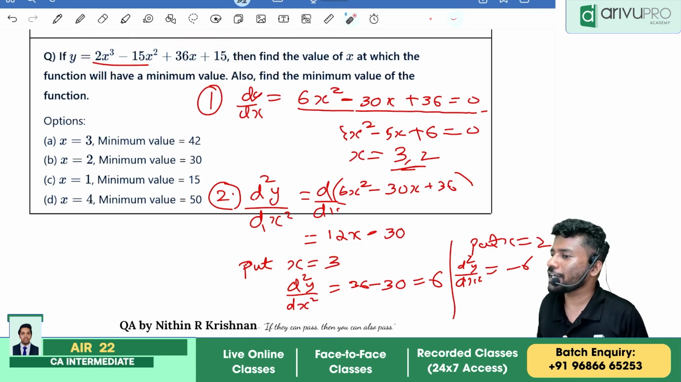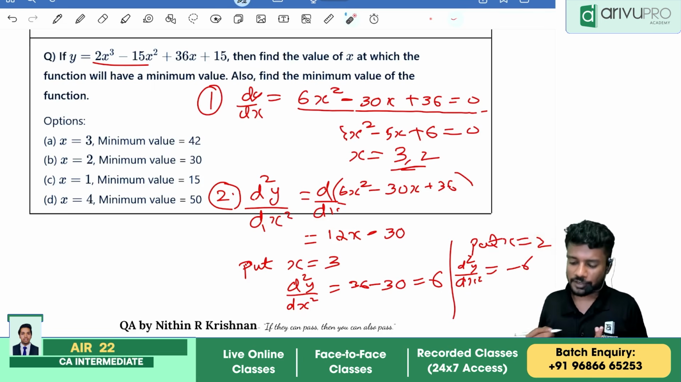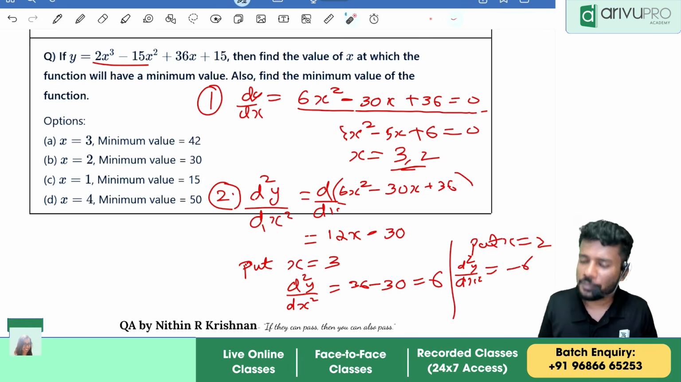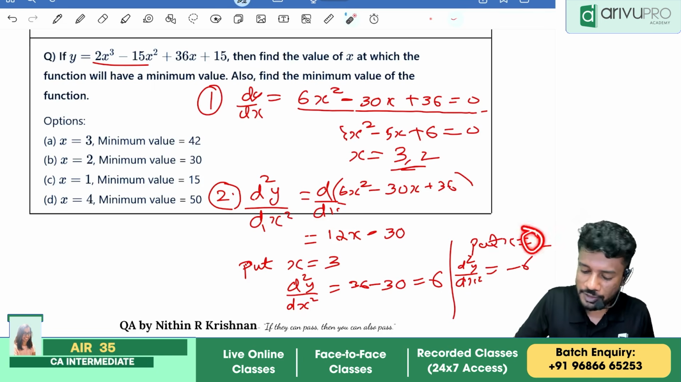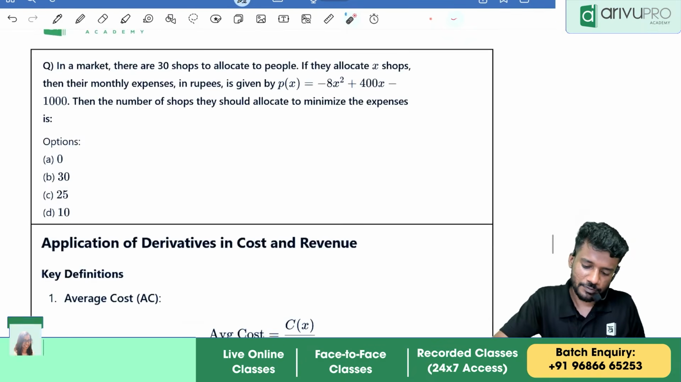Now, what if they were asking the point of maximum? The answer is x is equal to 2, which is your point of maximum. Then the maximum value will be how much? You will put 2 over there. You'll get the answer. Got it? Can we do the next question? Yes.